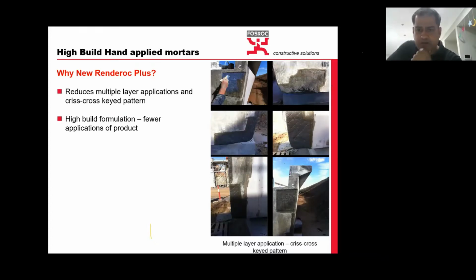Now there are products in the market, and we do have as well, that are extra high build. You can apply it one time. That means you improve the site productivity, and the chances of multiple layers and any failure are also reduced. So that's why technological advancements are there in the repair and rectification industry as well.